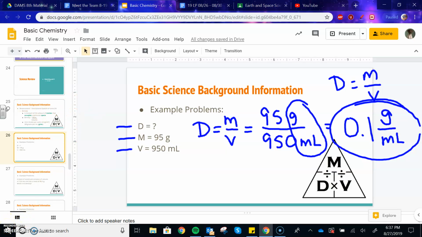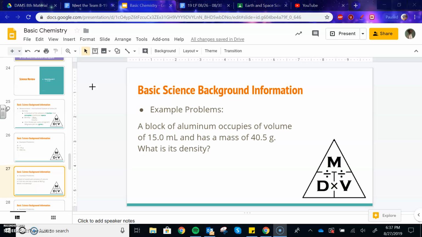So let's do another one. The second one is a word problem. Don't freak out. We have a lot of words in here we don't know, or we don't need. A block of aluminum occupies a volume. Eventually that's going to be important. Right now we don't need it. So we see the word volume and we have a number, 150 milliliters.